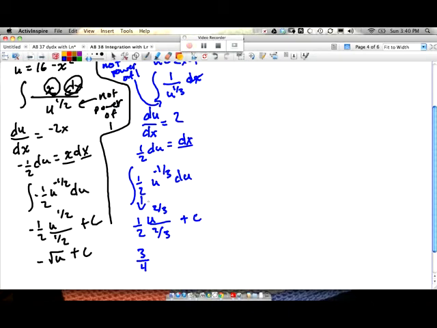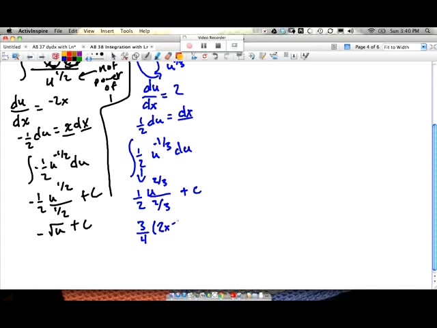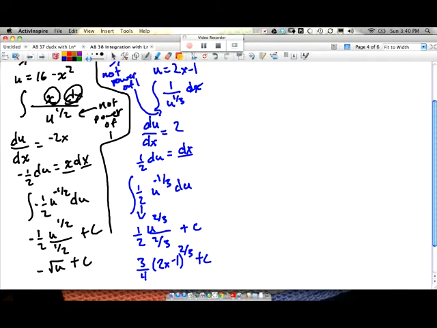Well, what is u? U is 2x minus 1, I believe. But let's double check. Yeah, 2x minus 1 to the 2/3 plus c. And that's it. Easy breezy, lemon squeezy.